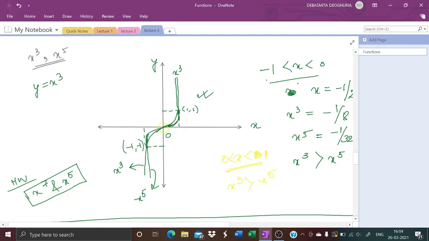So x to the power 5 would be below x cube, and for values greater than 1, the graph of x to the power 5 will be above x to the power 3.